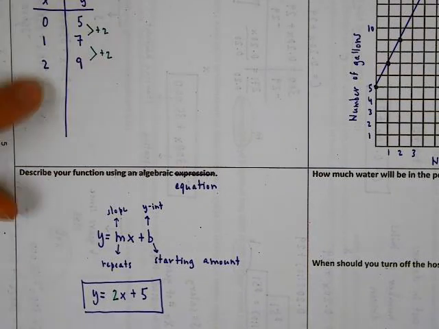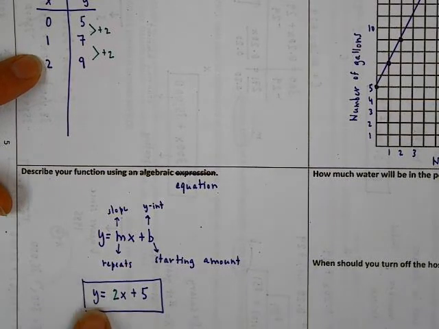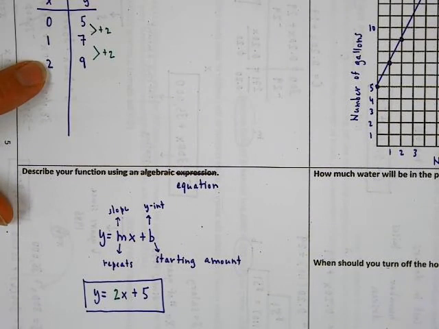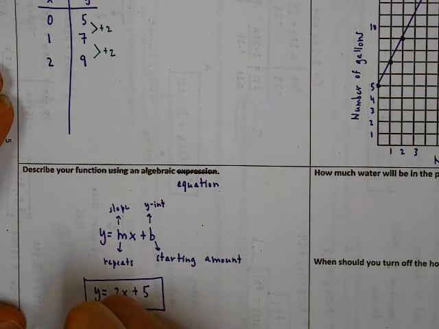The last thing I want to do is verify that my equation actually gives me the values that are here in the table. So let's check when our number of minutes is 2. Let's plug in 2 and see if we actually get 9. So this is just a check to make sure my equation works.